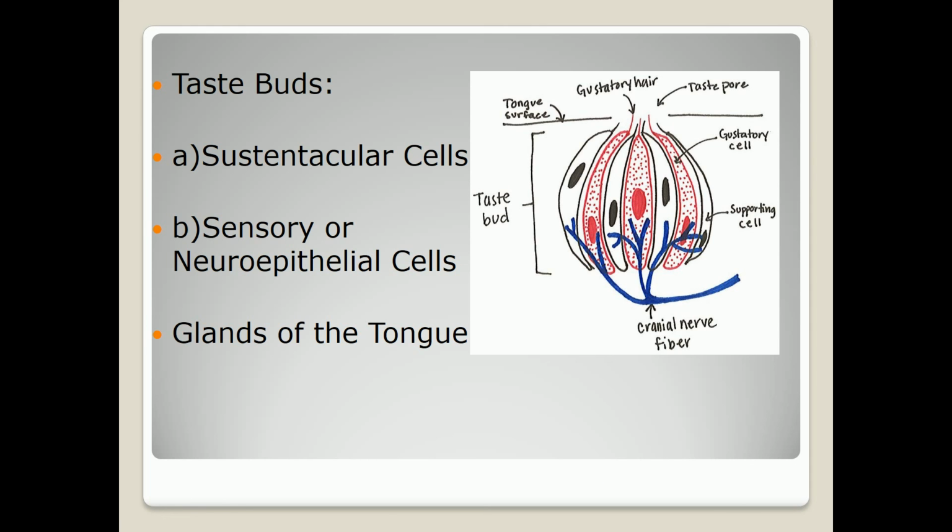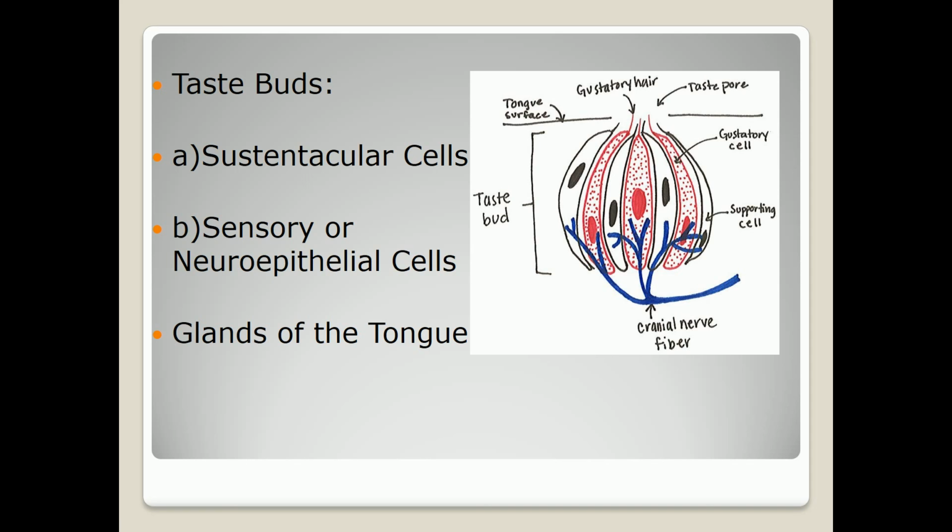Now these taste buds are very small oval structures embedded in the stratified squamous epithelium of the tongue. These are gustatory organs, or organs of taste. The barrel-shaped taste buds rest on the connective lamina propria and extend almost to the surface. The anterior part is covered by epithelium which has a small pore called the gustatory or taste pore.